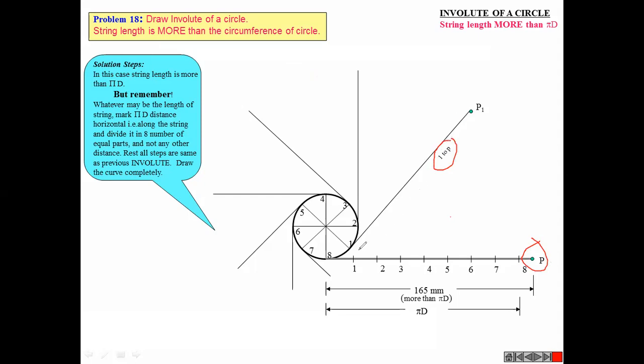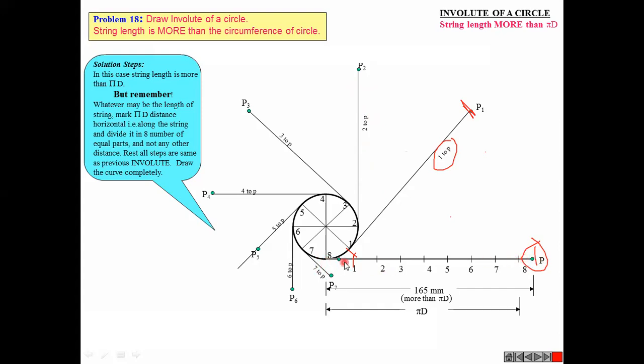How much arc should you be taking? 1 to P from point 1. So your arc will be here. That is 1 point. Then 2 to P, and the arc will be like that from point 2. Similarly 3 to P, 4 to P, 5 to P, 6 to P, 7 to P, and in this case we will have that 8 to P, which we were not having in the last example. Here we are having this length 8 to P.